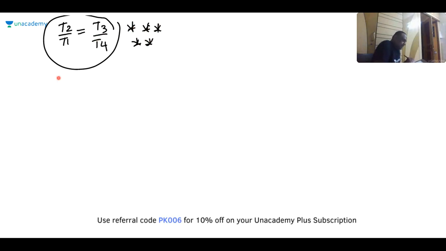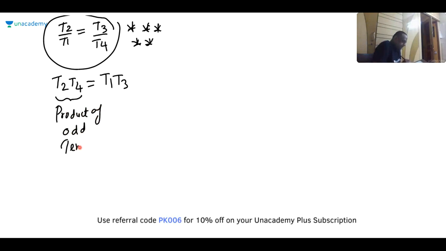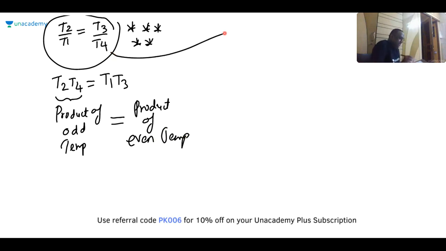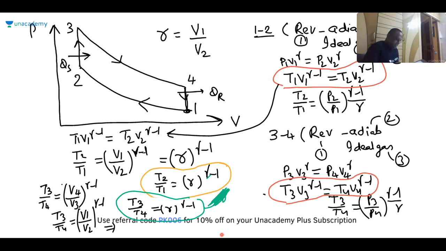So we can also write this as T2 T4 is T1 T3. 1 and 3 are odd, 2 and 4 are even. So the product of odd temperatures, 1 and 3, is equal to the product of even temperatures, 2 and 4. This is very important. Can I write it like this? Let's come back, my dear students.